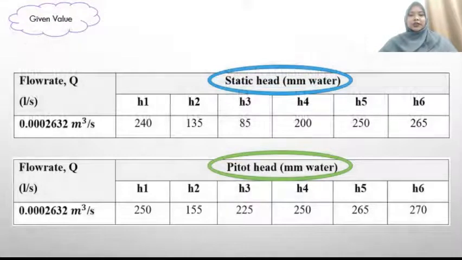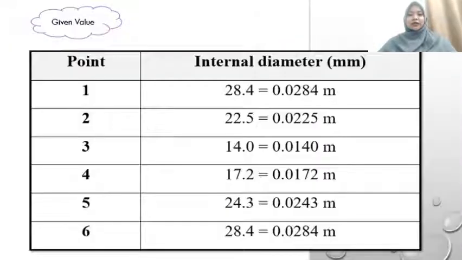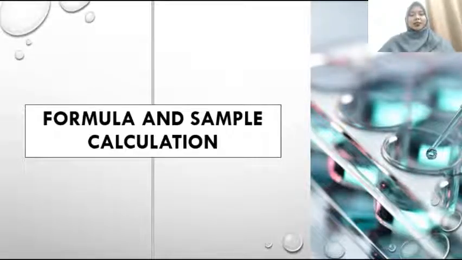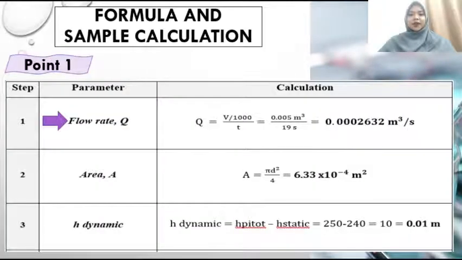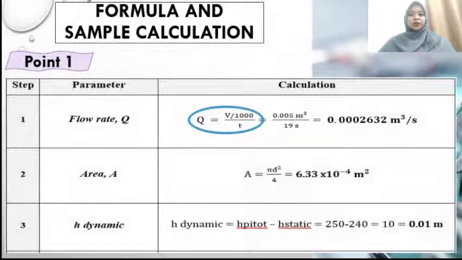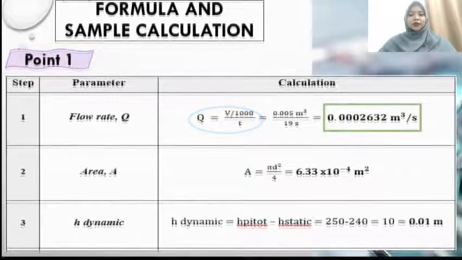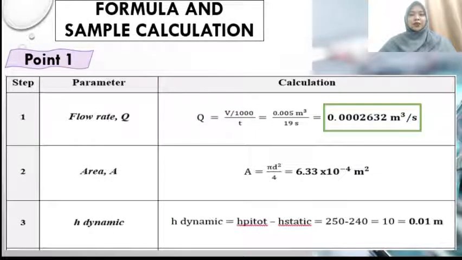Next, this is the given internal diameter for points 1 to 6. Now we will discuss more about the formula and sample calculation for point 1. For the first step, find the flow rate by using the formula Q equals V over 1000, divided by the time given. And the flow rate gained is equal to 0.0002632 cubic meters per second.